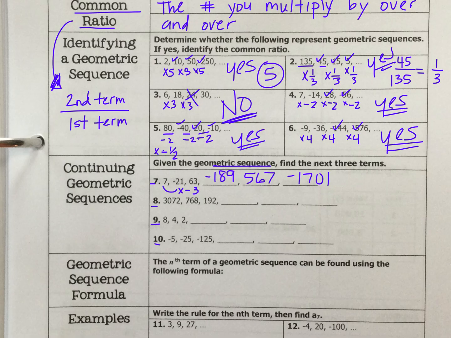All right, let's look at this next one. I'm going to have to divide this because I don't know. So take my term 2, 768, divided by 3,072. That gives me 1/4. So if I multiply by 1/4, I get 48. Multiply by 1/4. You can also just divide by 4. I get 12. Multiply by 1/4. I get a 3.